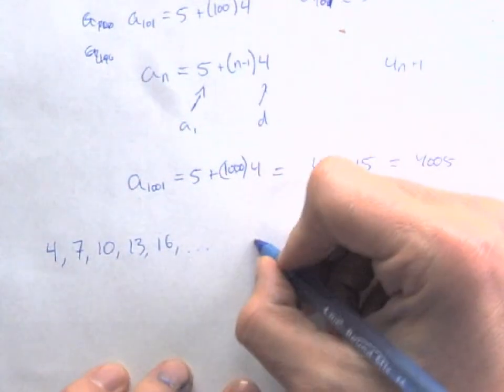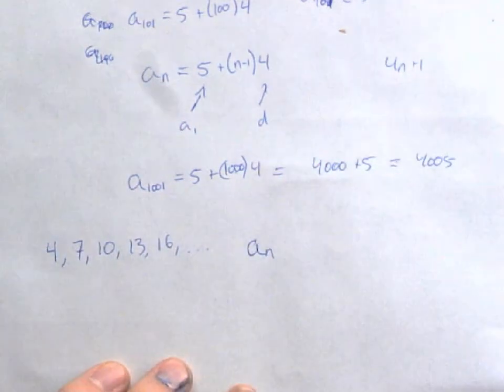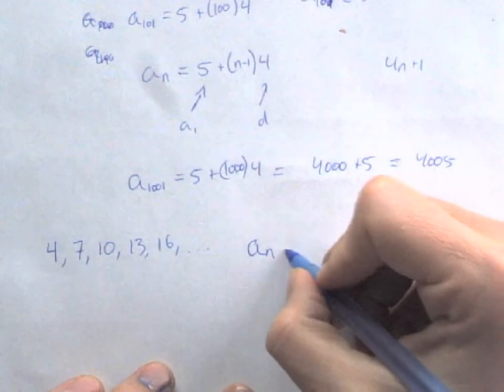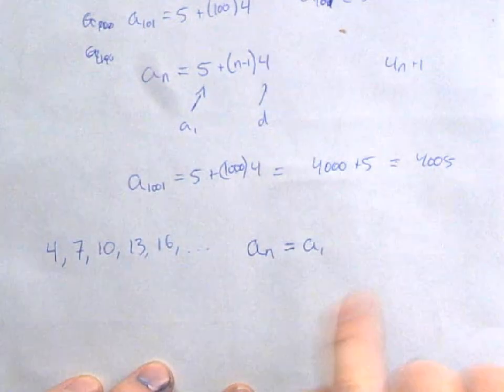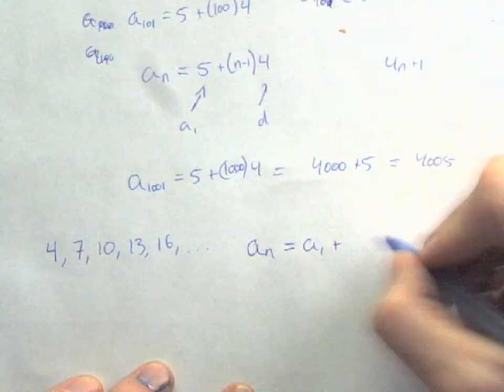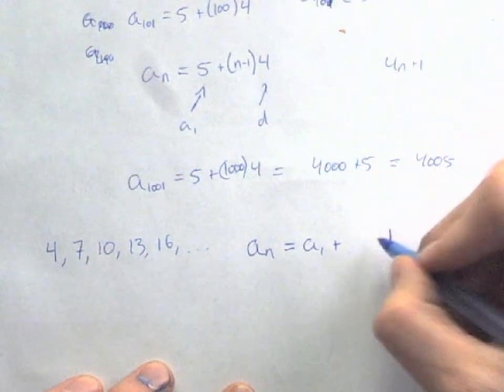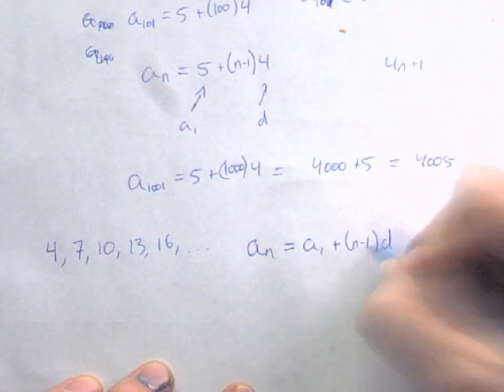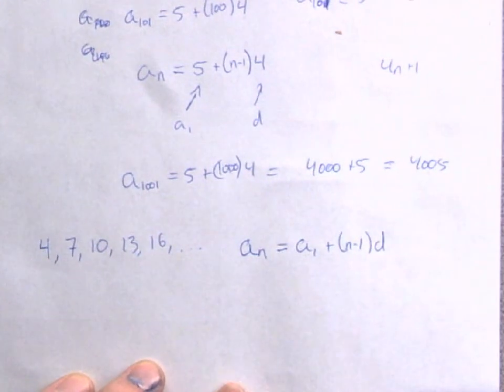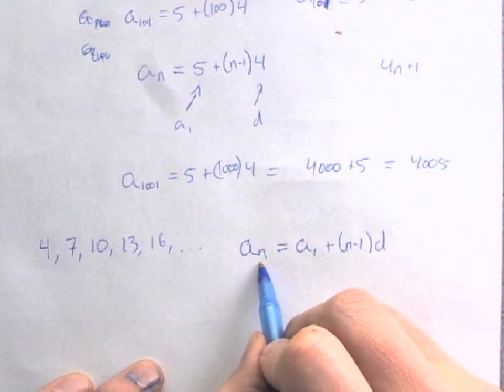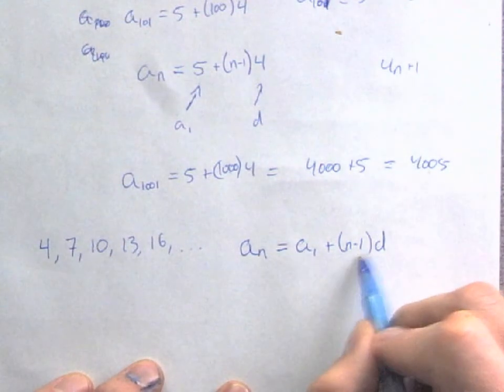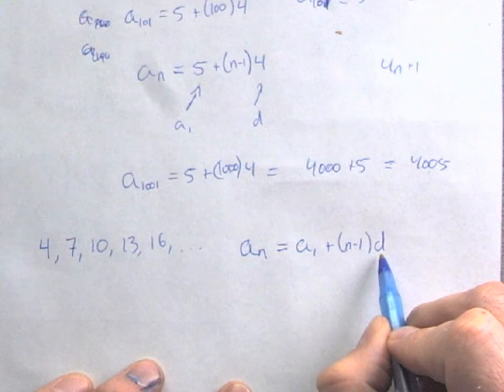So the template for any arithmetic sequence, any linear looking sequence, is this. Start with the first term, and you add the common difference, n minus 1 times. Whatever that number is that you're looking for, you take 1 away. That's how many times you need to add that d, that common difference.